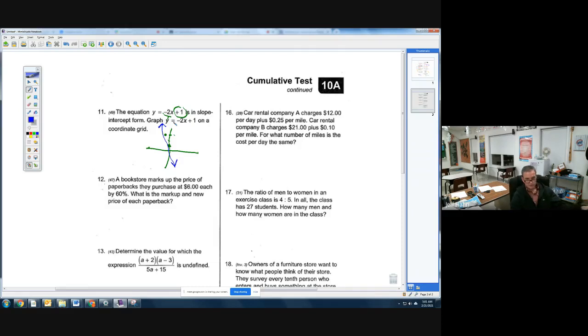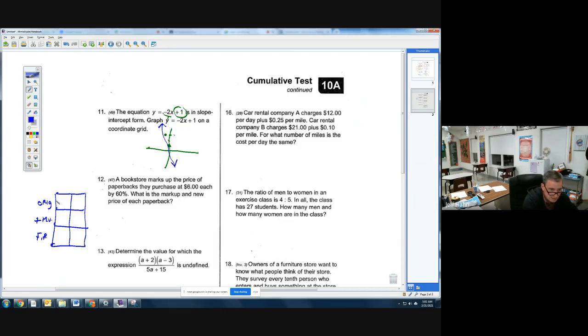Problem number 12, a bookstore marks up the price of paper books they purchase at $6 each. What is the markup and the new price of the paperback? Here it goes. We talked about this in making a percent box thing. When it is percent markup and markdown, the difference in what we used to do is this. You are starting with the original price. This is a markup, so you have to put plus the markup. And then you get your final price.